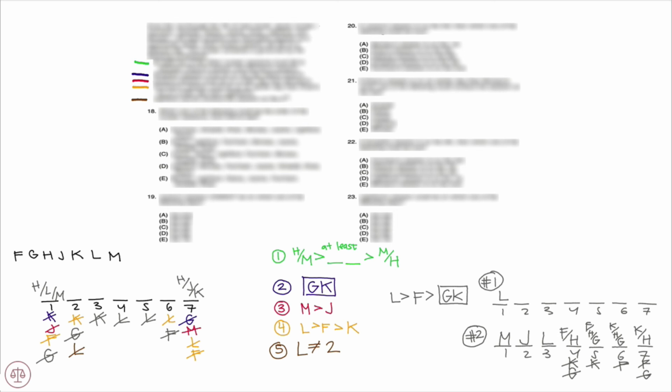that means we have to change our setup because remember originally we said we could have H, L, or M be first, but now we know that we can only have L or M be first. So we'll place L, M here. So those are all of our deductions. We have our setup and our rules, and now we're ready to hit the questions.